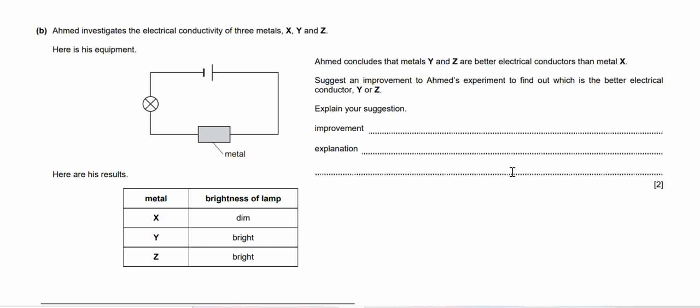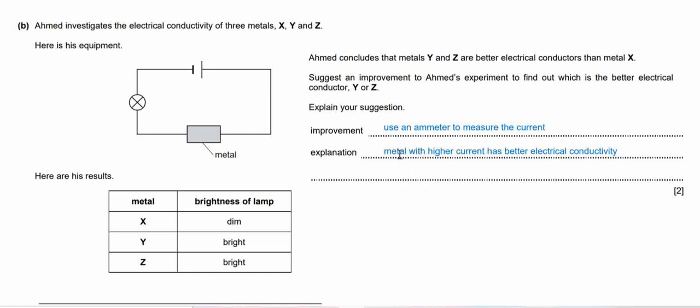Right, let's open up the answer. Here we go. So improvement: Ahmed can use an ammeter to measure the current. Explanation: the metal with higher current has better electrical conductivity.